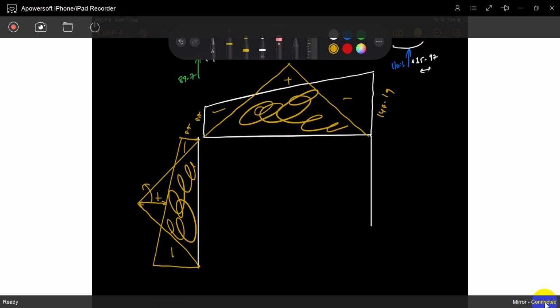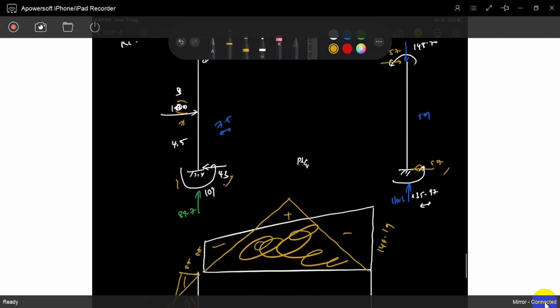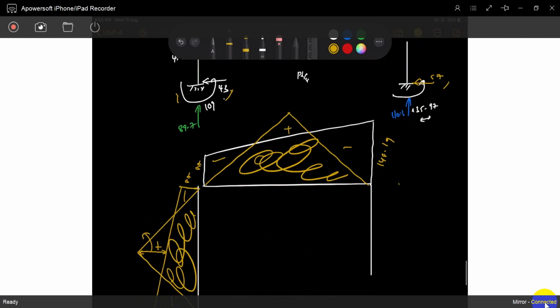So now it comes to this part. This part also, if you see, this part is hogging. So this 148 is hogging. Okay, no problem. It's 148. This is sagging, so you have to go downwards. This sagging moment is 135.97. This is sagging, but this is positive. This is sagging, this is sagging. Okay, there is no other loading. So that's it.